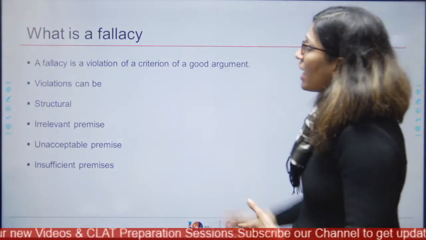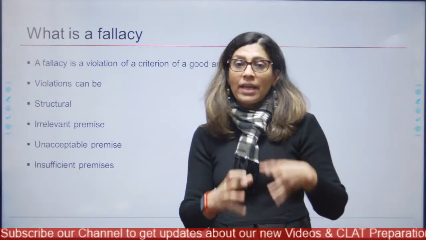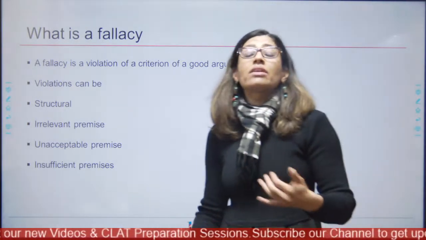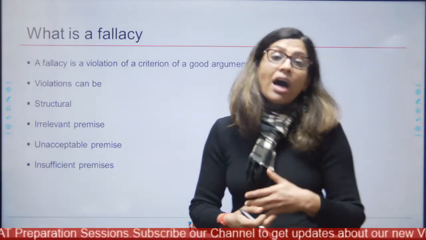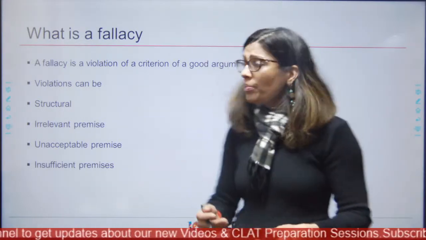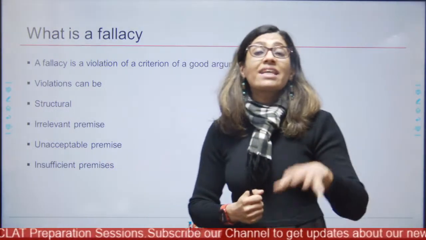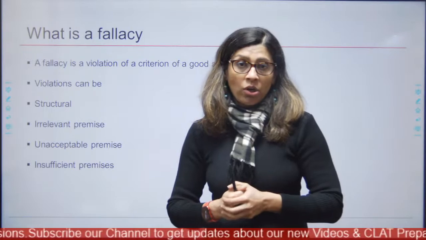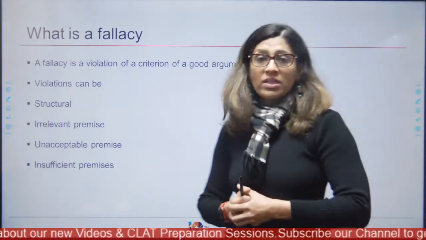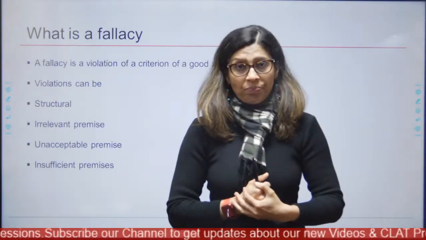So technically, violations can be structural, that means how the premise and conclusion are connected. Irrelevant premises, that means the premises that are offered are not relevant to the conclusion or do not lead to the conclusion. Unacceptable premises. This is a very interesting category and has the maximum number of fallacies in it, so we will study this in detail. And insufficient premises. Again, we are going to study what insufficient premises mean.